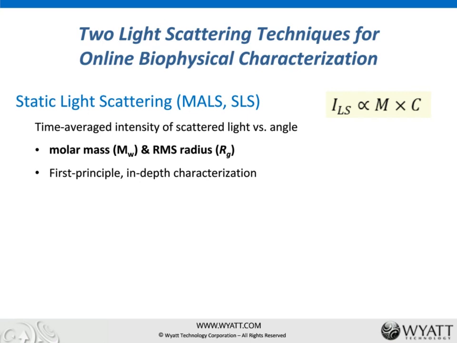That scattered intensity is proportional to the product of molecular weight and concentration, as shown by the equation on the right. So if we measure concentration online as well, then we will be able to measure the molecular weight based on first principle, without the need for making assumptions or molecular weight standards. If the polymer is larger than 10 nanometer, we can also measure the scattered intensity as a function of different angles to calculate the root mean square radius, RG. So we can get both molecular weight and RG from a MALS measurement.